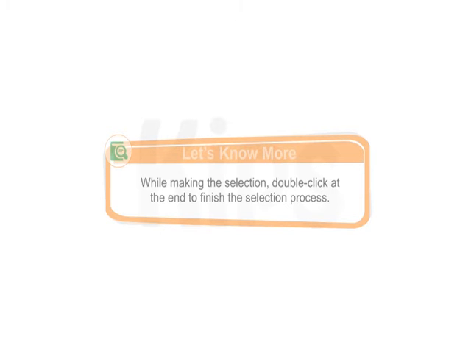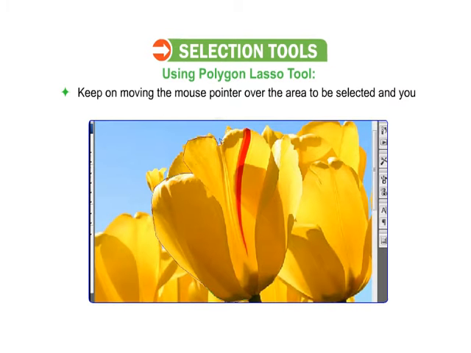Okay students, now let's find out how to use the Polygon Lasso tool. It helps to select an area of a picture having straight edges. Select the Polygon Lasso tool. Click once on the image at any point of the object to be selected. Move the mouse and you will notice that a line will follow your polygon lasso. Clicking again will draw the first line between the 2 mouse clicks. Keep on moving the mouse pointer over the area to be selected and you will find another line indicating the selection.